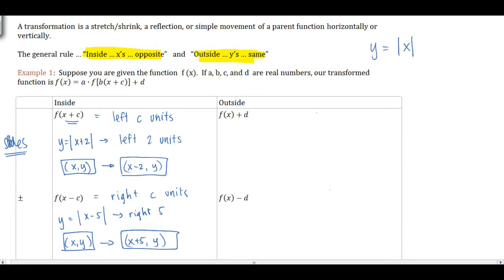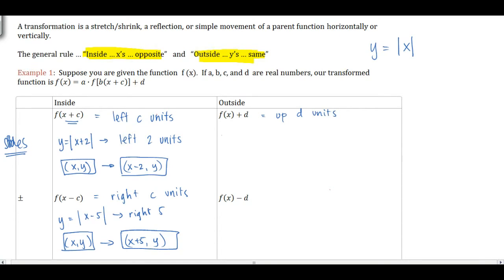All right, what about the weirdness then? What if we have something added to the outside? So notice in there it was with the x. Now we're doing the function, and then we're going to add something to the back. Well, that would move your graph up d units. And notice not opposite because it wasn't inside with the x.